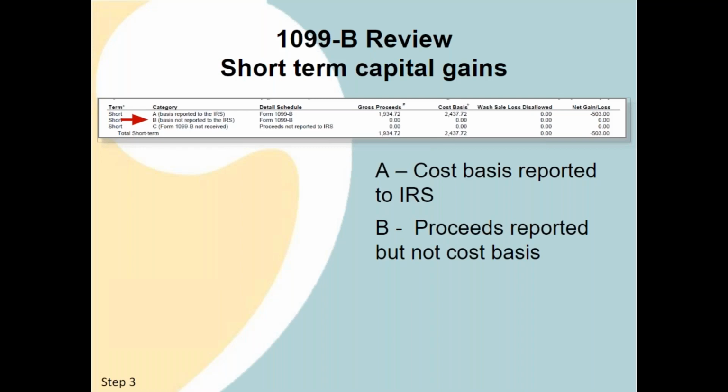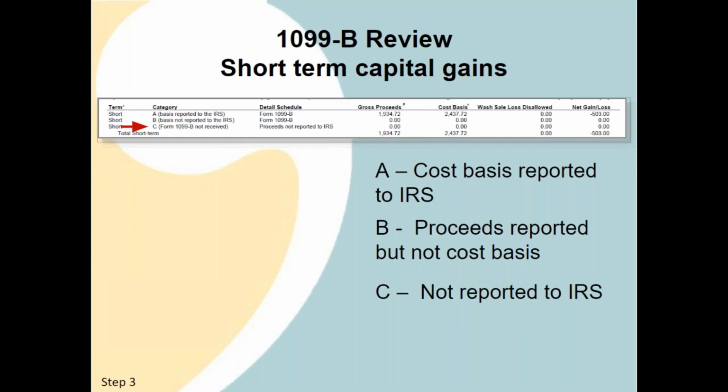Your broker may show Section B cost information on your 1099, but it will not be sent in to the IRS. Section C transactions are not reported as part of a 1099-B. Basically, any other transactions that don't fit into the first categories, though they may be shown on your 1099 as supplemental information.